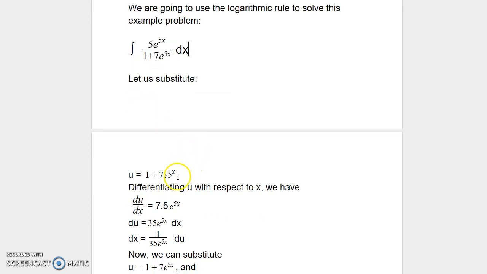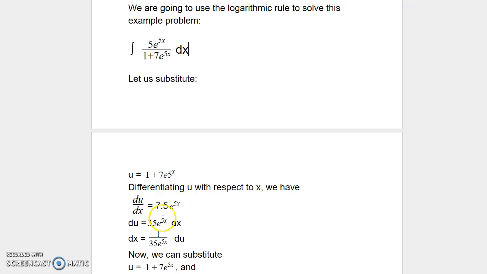We're going to substitute u as equal to 1 plus 7e to the power of 5x, and that is what we have in the denominator. Since u is a function of x, we're going to differentiate this function with respect to x. du by dx is going to be equal to 7 times 5e to the power of 5x. The derivative of 1 is 0. The derivative of 7e to the power of 5x is 7, which is a constant, times 5e to the power of 5x.